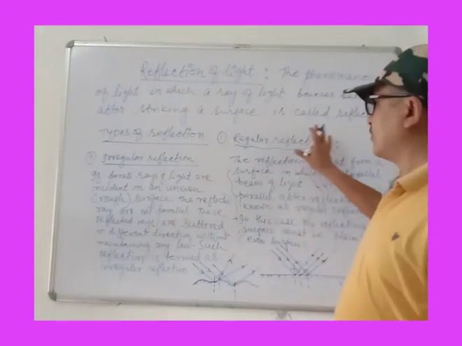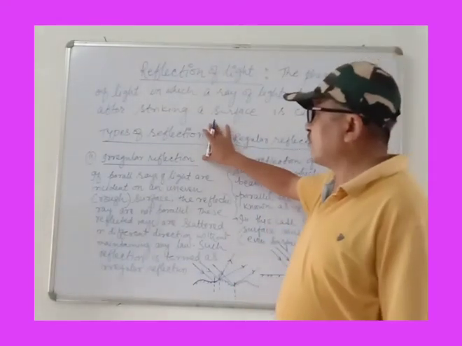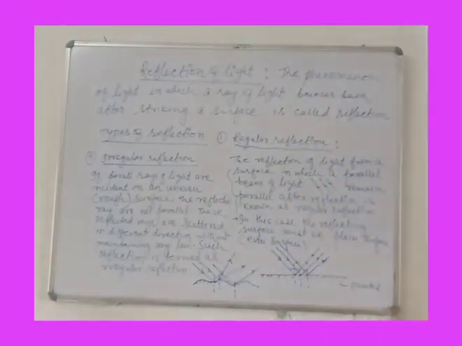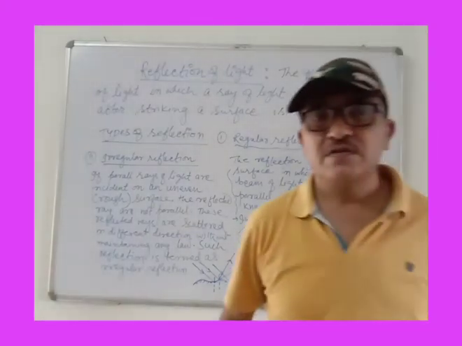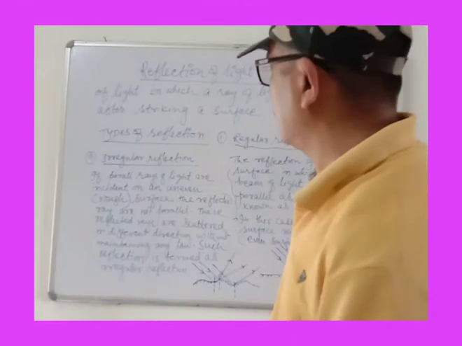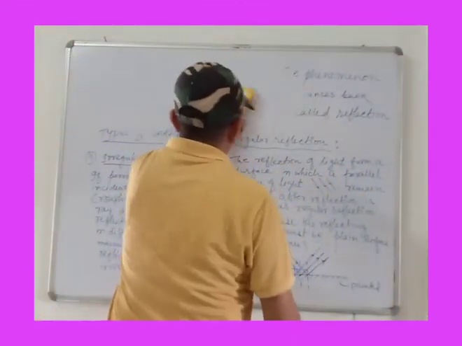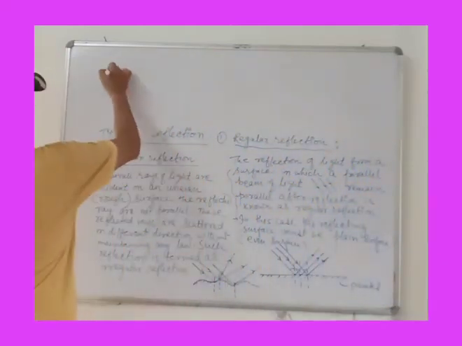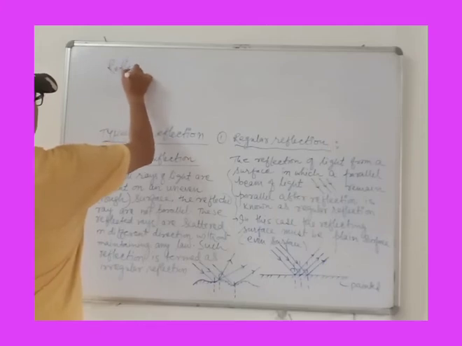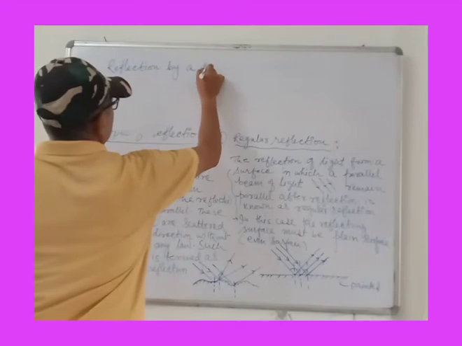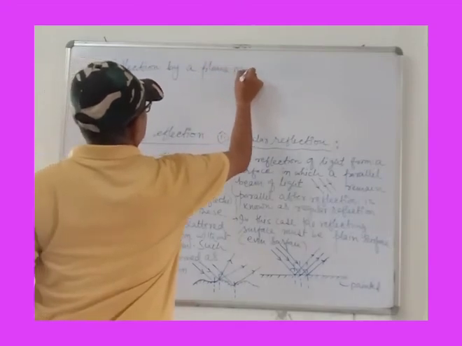There are two types of reflection. Now we will see reflection by a plane mirror. Then comes in our syllabus reflection through curved mirrors. So let me remove this. We'll write here reflection by a plane mirror.